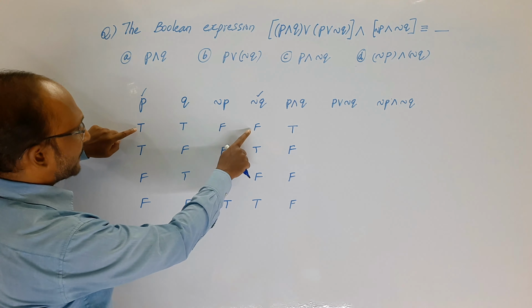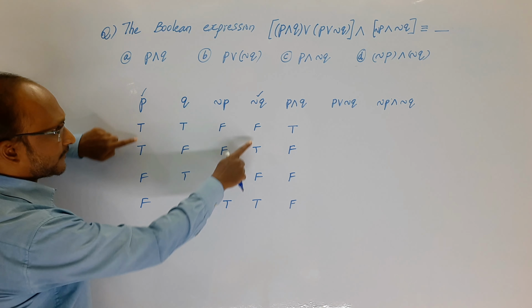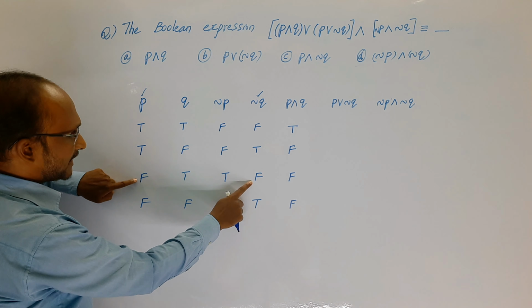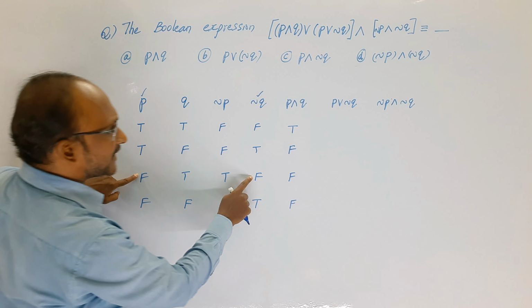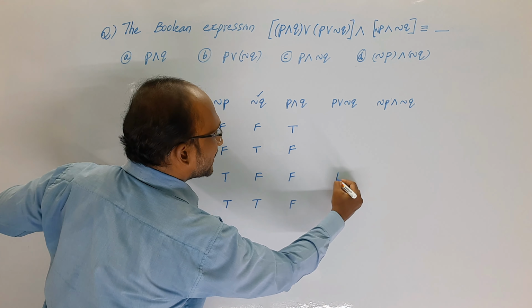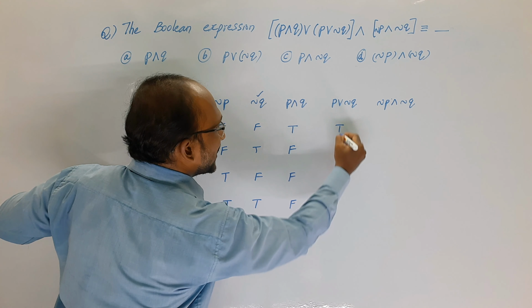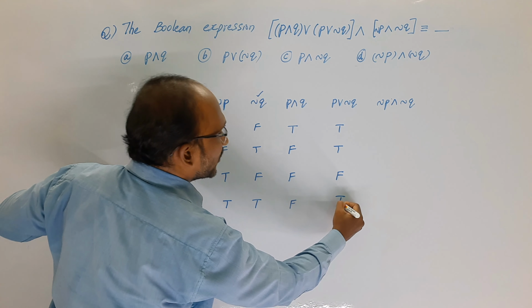So search for F and F. It is not F and F. Not F and F. Yes, it is F and F. Again it is not. So only the third one is F and F. That's why it is false. And the remaining three cases are true only.